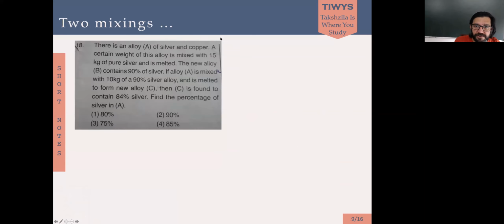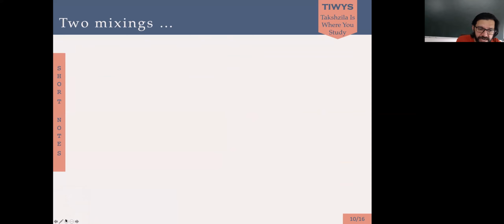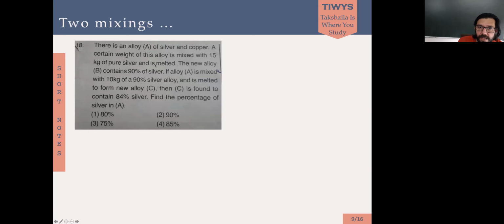If you look at the first one here, it is clearly mentioned that there's an alloy of silver and copper. The first one is all specified, silver and copper, right? But if I look at this, it is mixed with 10 kgs of silver alloy. Here it is not mentioned that the other part is copper or anything, right? So it may or may not be.